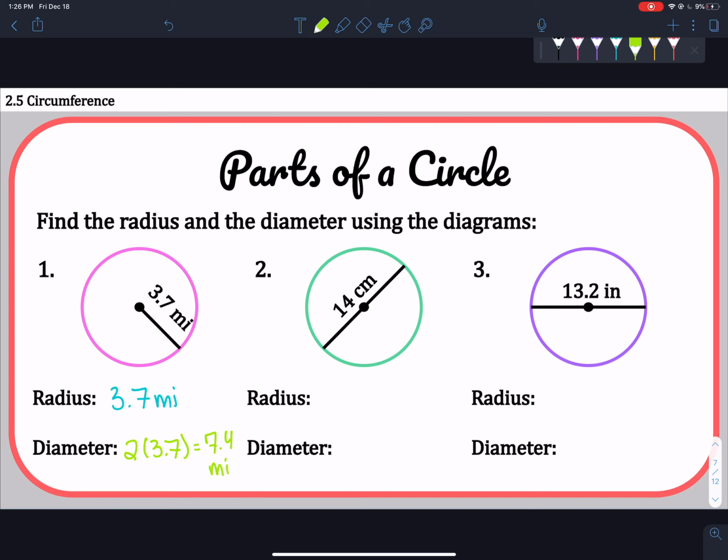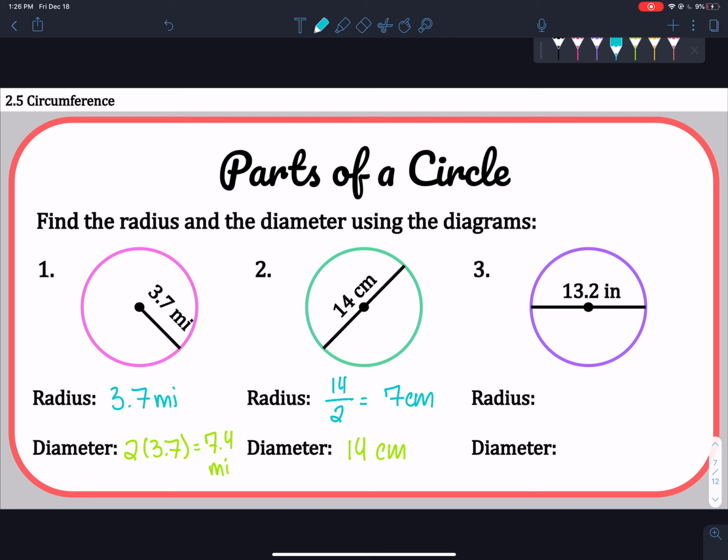Looking at the second one here, my green circle, I now see that it's spanning the entire width of the circle. That means it's our diameter. So our diameter here is 14 centimeters. Now to find the radius, we have to do the opposite. So I need to do 14 centimeters divided by 2 to get 7 centimeters.